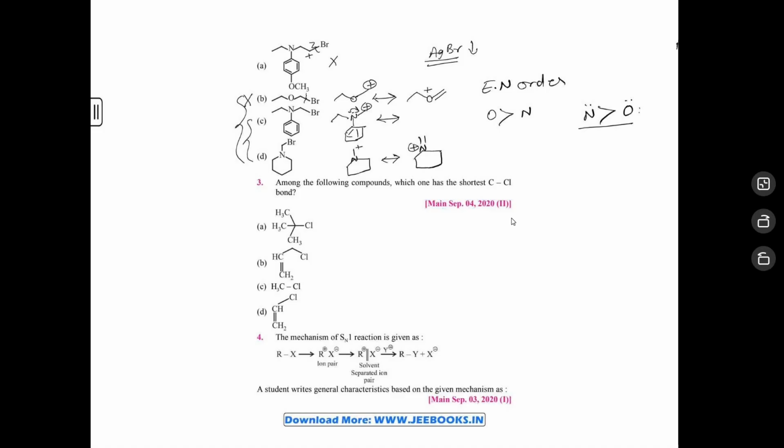If you see that the nitrogen lone pair of this compound is in conjugation with the phenyl ring or benzene ring, it is less available to stabilize the carbocation. But in case of D, the lone pair is not in conjugation with this ring and is completely available for stabilizing the positive charge. Hence D will have the more stable carbocation, therefore it will give the precipitate more readily with silver nitrate solution as silver bromide. So the correct answer is D.